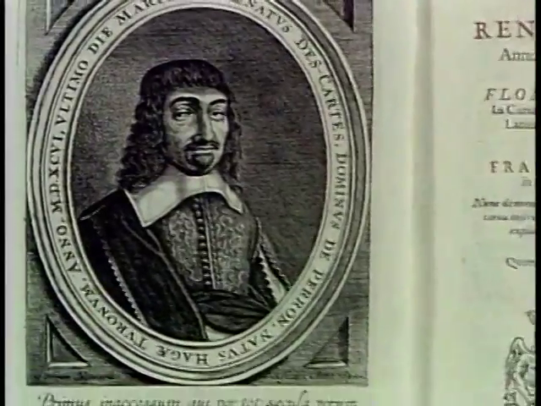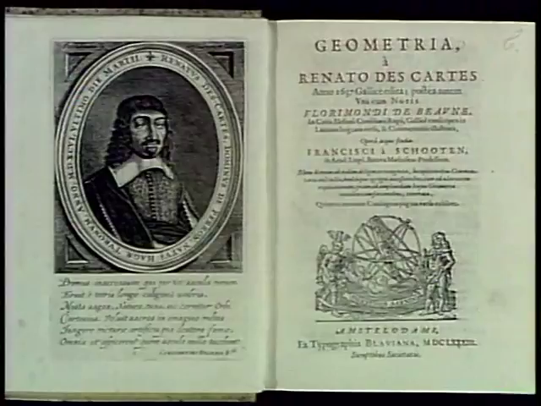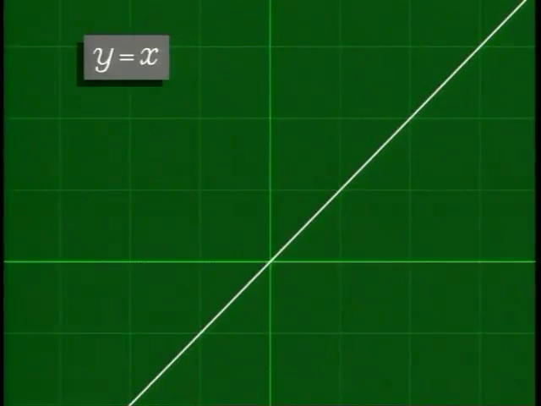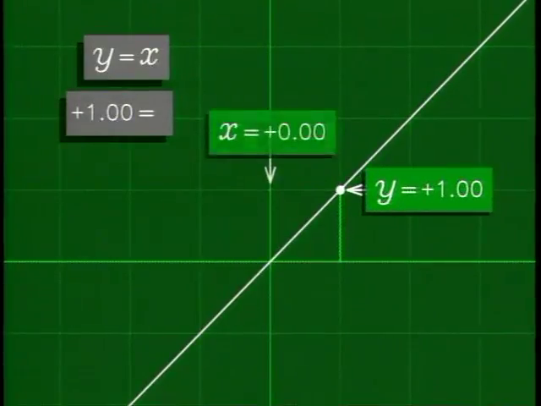Two French scholars, Pierre Fermat and René Descartes, made a landmark contribution to mathematics in the 17th century when they introduced coordinate systems and described geometric figures with numbers and algebraic equations. For example, this line is described by the algebraic equation y equals x. If you take any point on the line, say this one, its vertical y coordinate is equal to its horizontal x coordinate.